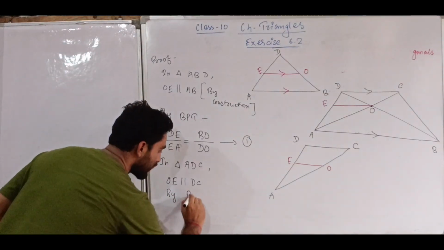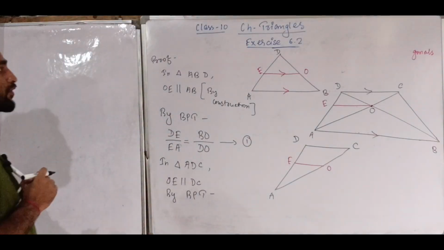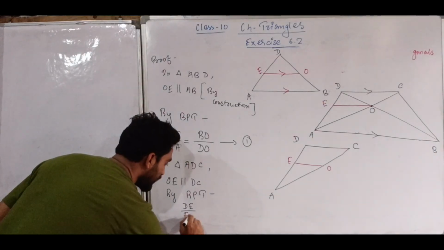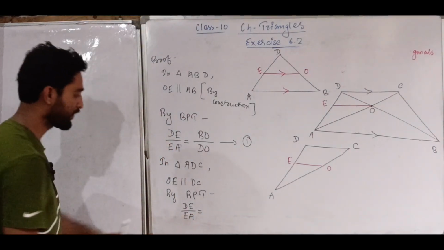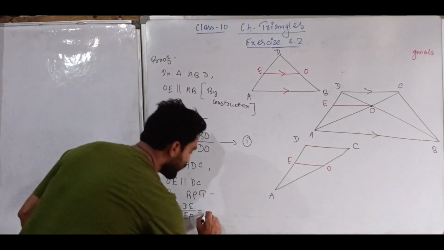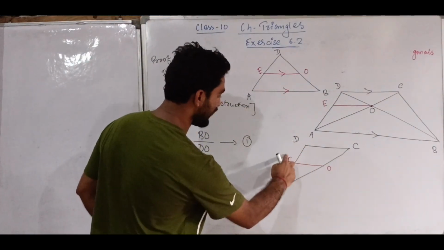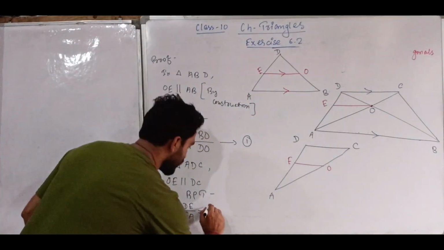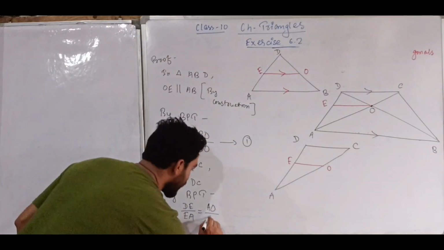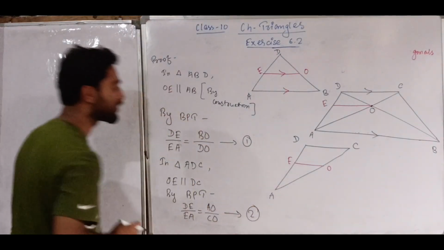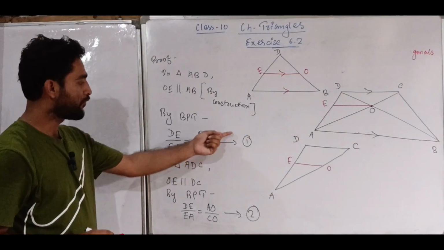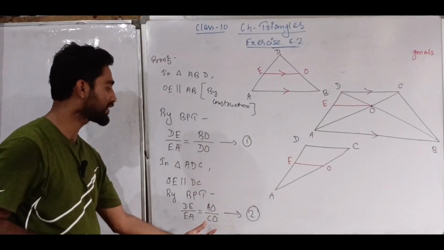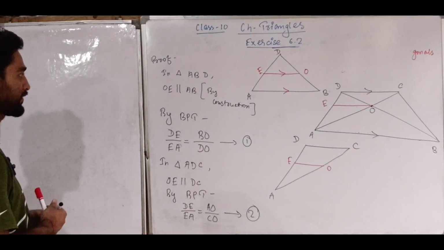So by basic proportionality theorem, what can we say? We can say that DE divided by EA is equal to AO divided by CO. This one we can give as the equation number 2. Now again, if we observe equation 1 and 2, in both the equations the left hand sides are same. So if the left hand sides are same, we can equate the right hand sides.